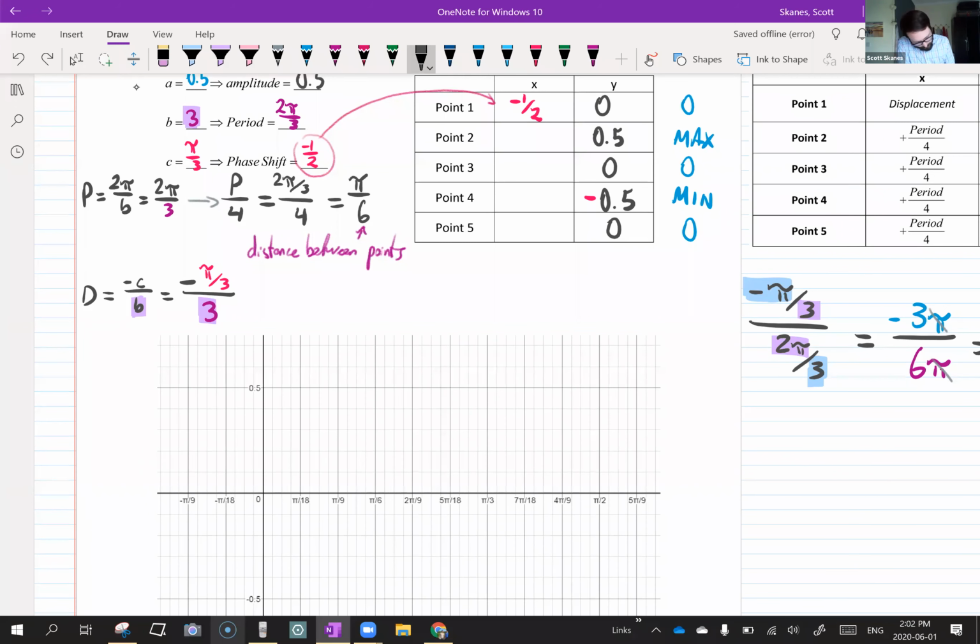My bad. We have negative pi over 3 times 1 over 3, which is negative pi over 9. You can also, if you wanted just to do Ahmed's method, you could just take this and multiply by that. Multiply the bottoms together, which is just as good.